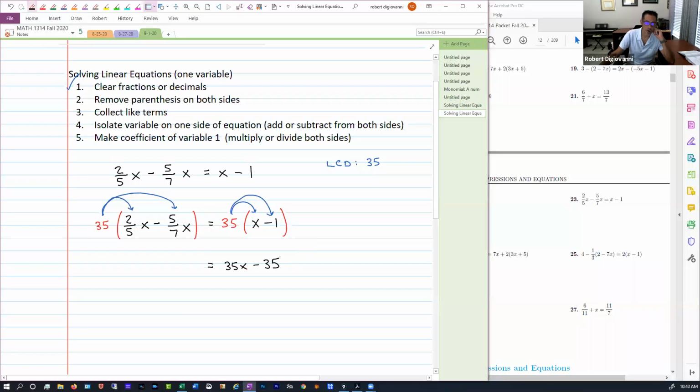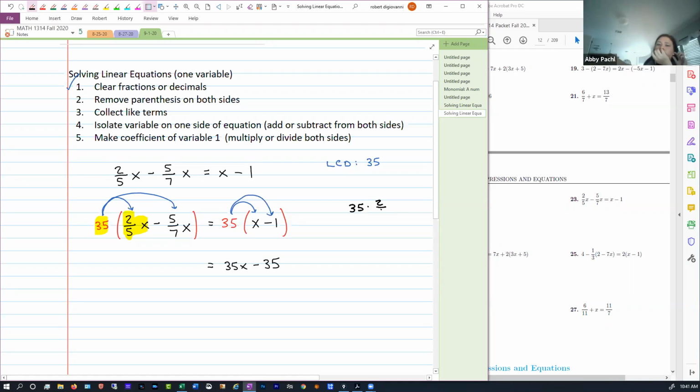Now the harder part is the left-hand side. So Abby, let's just do this. If you did the 35 and you distributed it to this, what would you get? I'm just curious how you are processing that. You're trying to do 35 times 2 over 5x. That's what you're trying to do. Mm-hmm. Wouldn't you do like the 35 over 1? Good. Yeah. Excellent.